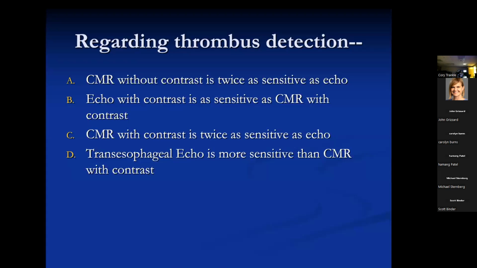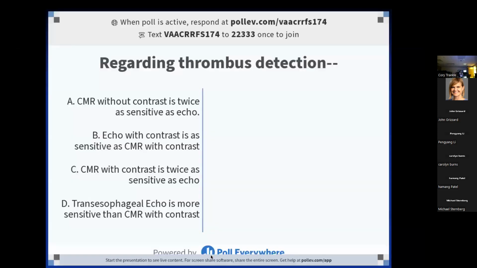Regarding thrombus detection, here are your options: CMR without contrast is twice as sensitive; echo with contrast is just as sensitive; CMR with contrast is twice as sensitive; transesophageal echo is more sensitive. And I'll tell you what people are saying as we go along. So far, option C is receiving half the votes, and CMR without contrast at top is receiving half the votes. Okay. Now CMR with contrast is twice as sensitive is pulling into the lead.